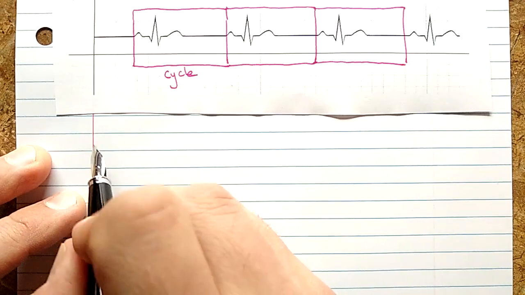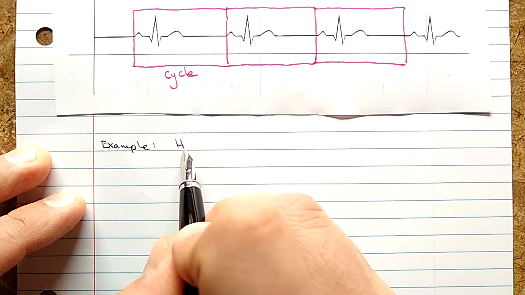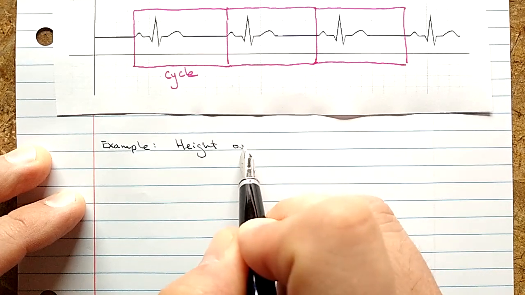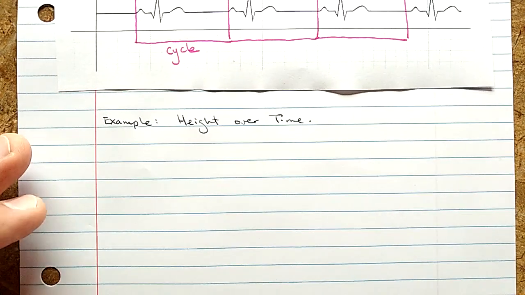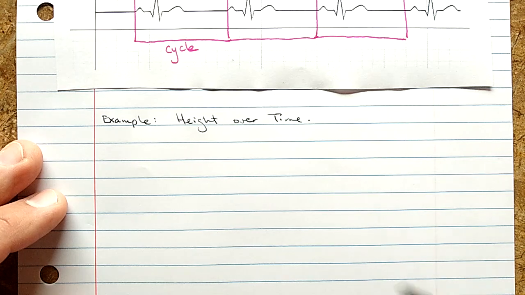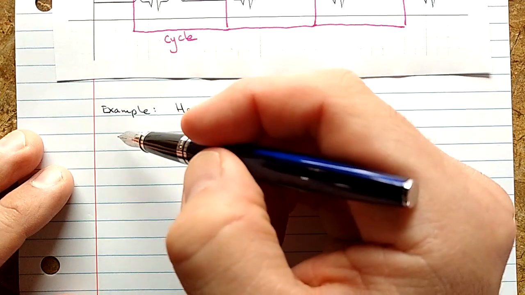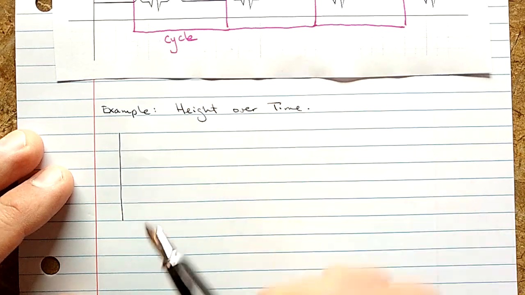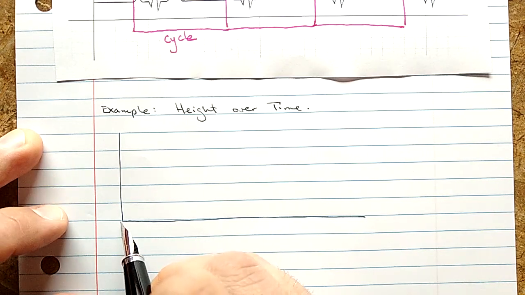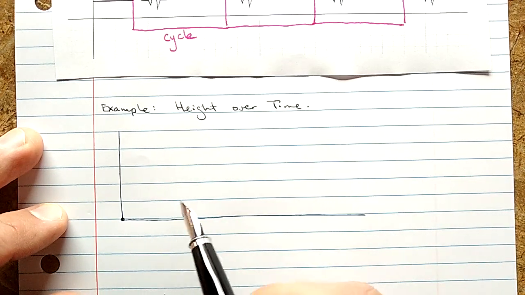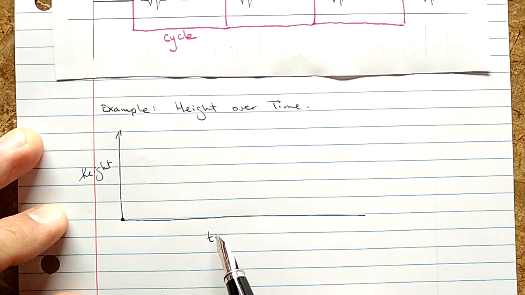So let's look at another example. This one's going to be height over time. I want you to imagine that someone is running in a loop up and down a hill. They run down the hill, they turn around, and they run up the hill, and so on. I'm just going to sketch this graph out. Let's say they start at the bottom of the hill. Their lowest height is here, and they start to run up the hill. So this is height, and this way is time.